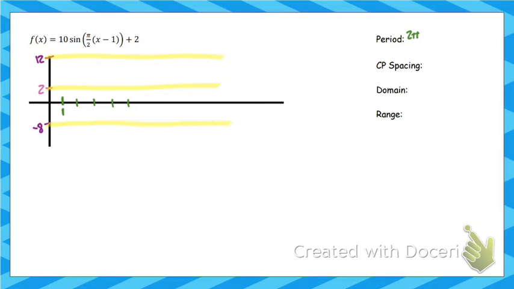2 pi divided by pi over 2. So 2 pi over 1 times 2 over pi is 4. So that's the full period. That's not how much we're going to add to get each next point. To get each next point, we take the period, and we divide it by 4. So I'm going to add 1. So it's a little bit easy to count for at least. 1, 2, 3, 4, 5, 6, 7, 8, 9.